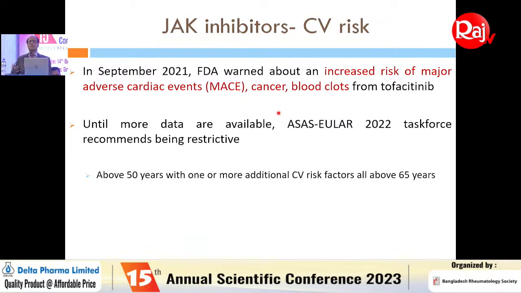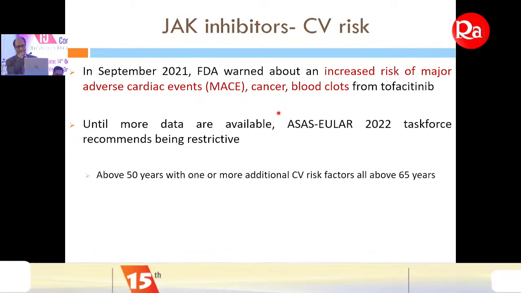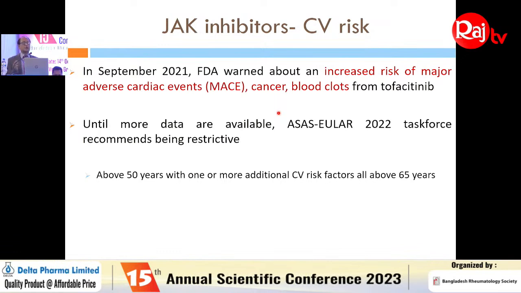So what recommendations can we make now? One thing definitely, if the patient can afford, probably we can ask to take biologics. Above 50 years with cardiovascular risk factors, and definitely above 65 years. If they cannot afford, then we have to use it very cautiously, and either the Wells score or Padua score may be suggested, at least for the prevention of venous thromboembolic events.